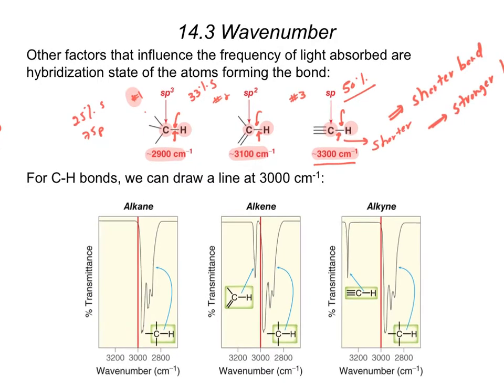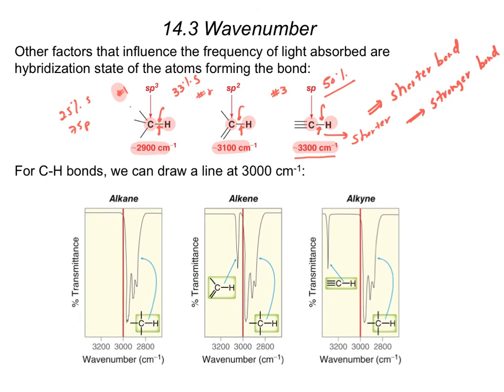And so because it's shorter, it's stronger. And so we actually see absorbance at a higher wave number, at a higher energy because of the fact that it is 50% S character. And we can even distinguish this in an IR spectrum. So if you guys don't believe me that this S character stuff matters, it does, right? For sp hybridized carbon-hydrogen bonds, we see it at about 3,300, whereas sp3, we see it at about 2,900, less energy.